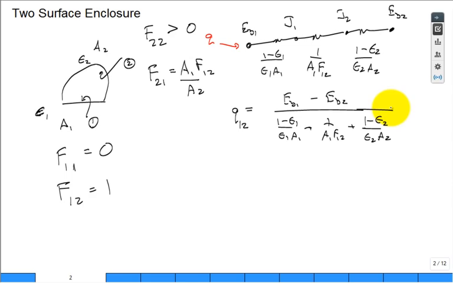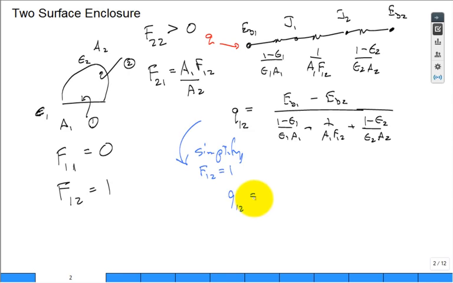And in this case, where I've drawn it, you can now do some additional simplification. Simplify it a little bit. In this case, what is F1 to 2 equal to? It's 1. Not always, but in this case it is. In a lot of cases, you'll have an inner surface, and it has a view factor to the outer surface of 100%. Okay, if that's true, you can simplify this equation.